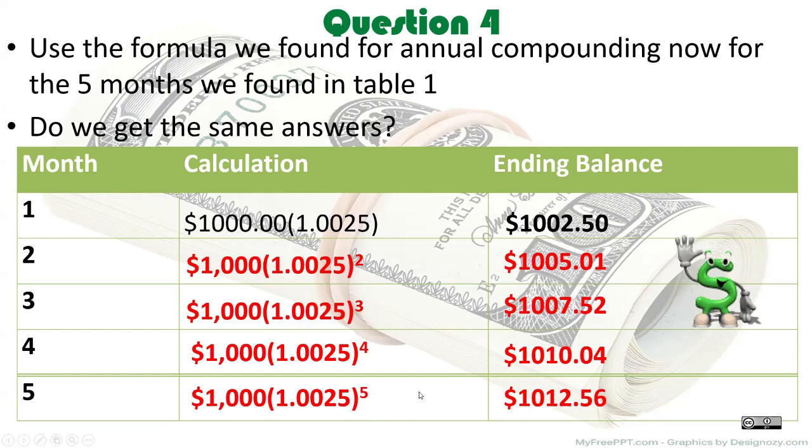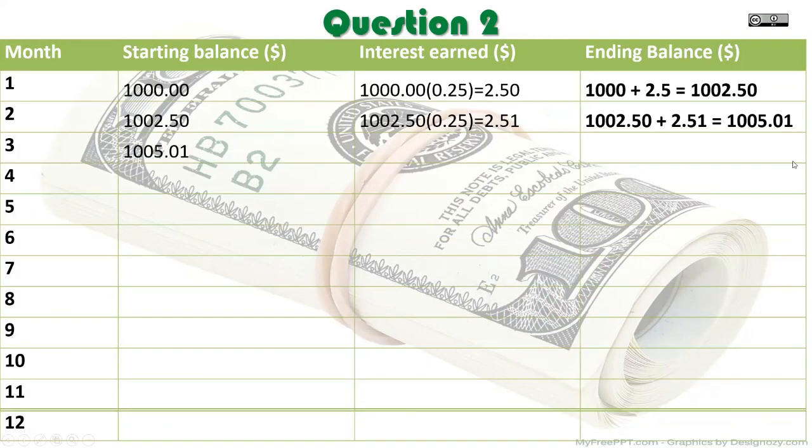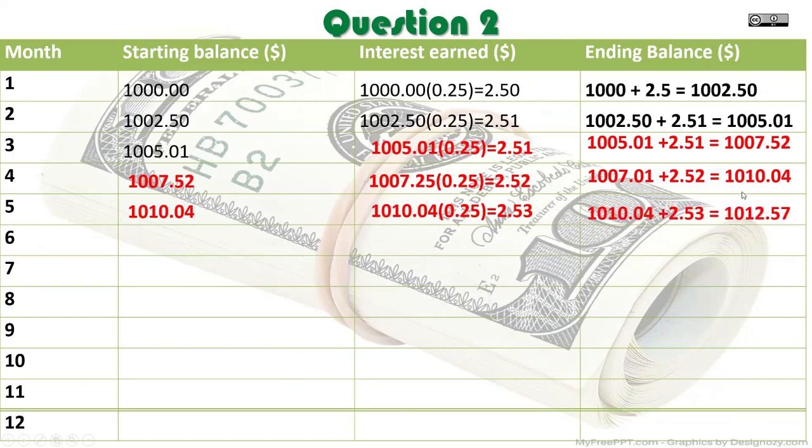So if I just go back to our earlier question number 2, and we look back, we see that the numbers are really, really pretty close. Okay? They're not exact, but they're very, very close. So the formula is very, very useful instead of repeating the same thing over and over and over again.